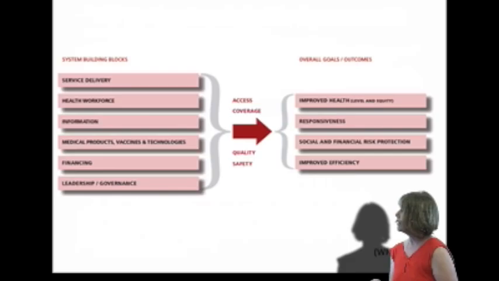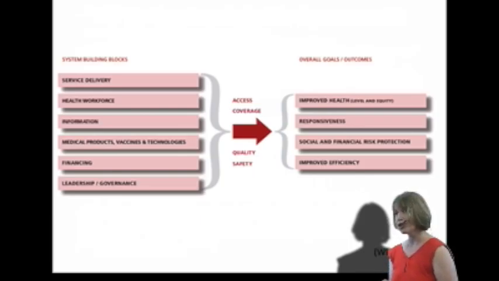And you see on the left we have the system building blocks. And what is hoped is that through action on these different building blocks, we will then be able to improve access to health services, we'll be able to improve coverage, and hopefully also the quality of services and the safety of those services rendered. And that will then help us to achieve our overall goals and outcomes. And you will notice that the first is improved health.